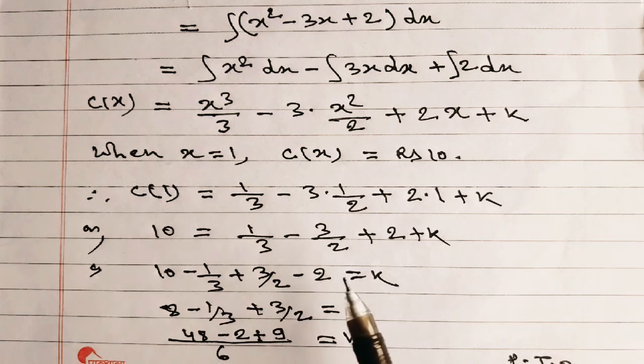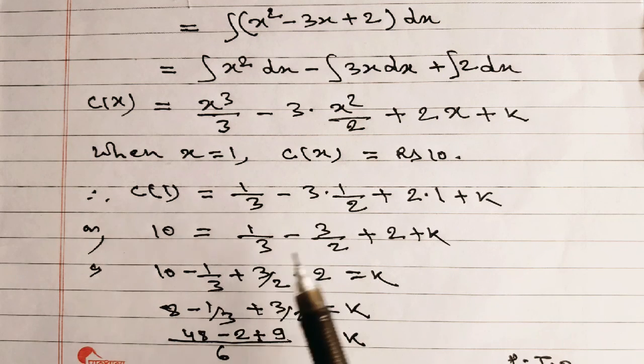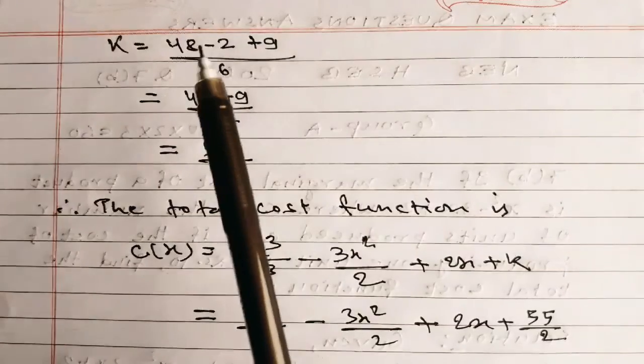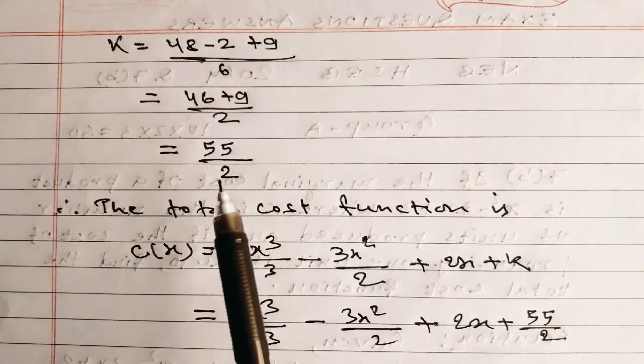So the value of k will be equal to 10 minus 1 by 3 plus 3 by 2 minus 2. So after calculation we get LCM is 6. So 6 times 10 is 60 minus 2 plus 9 minus 12, over 6. The value of k is 48 minus 2 plus 9 by 6. We get 55 by 2.